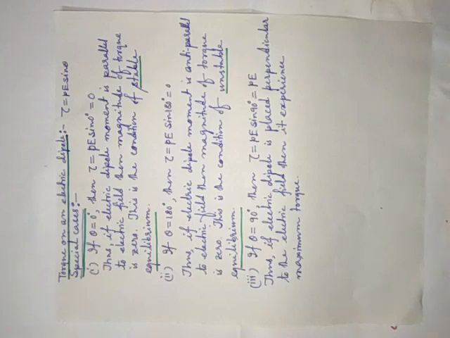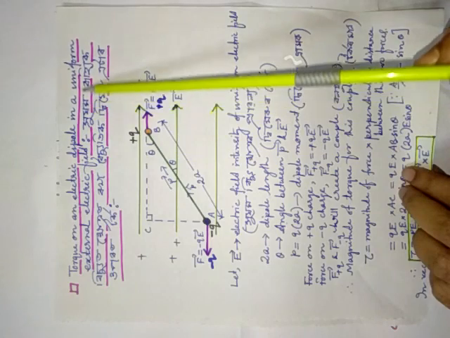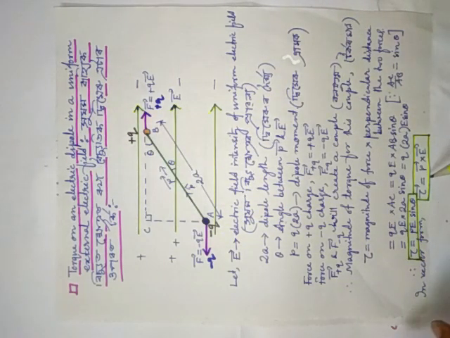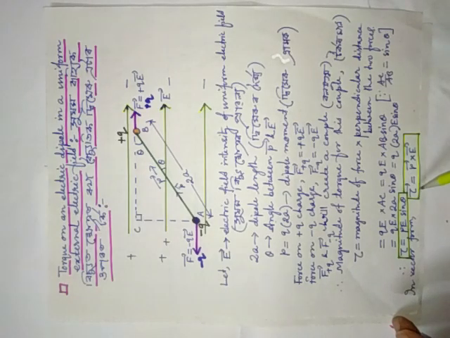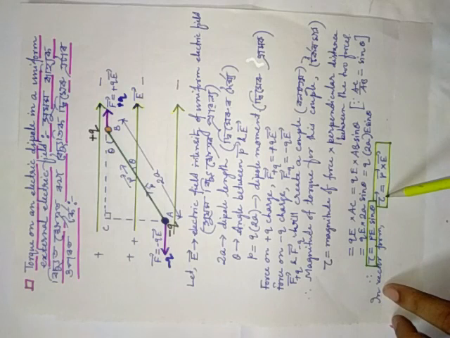In the last class, I discussed the torque on an electric dipole in a uniform external electric field, where we found the magnitude of torque. The formula was tau is equal to P E sine theta. In vector form, it was tau vector equal to P vector cross E vector.